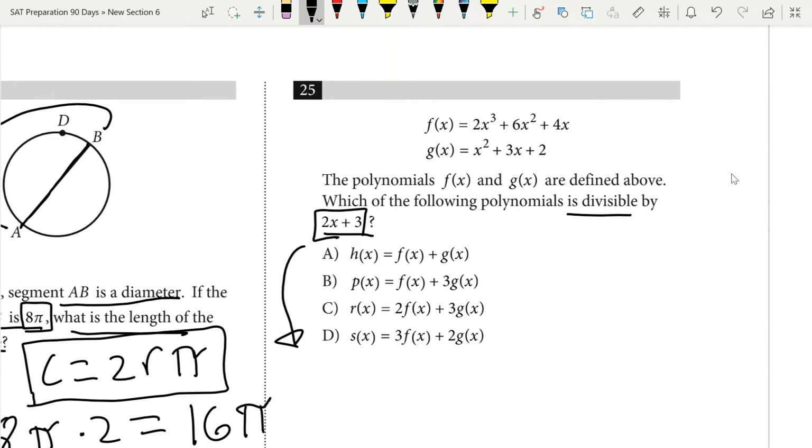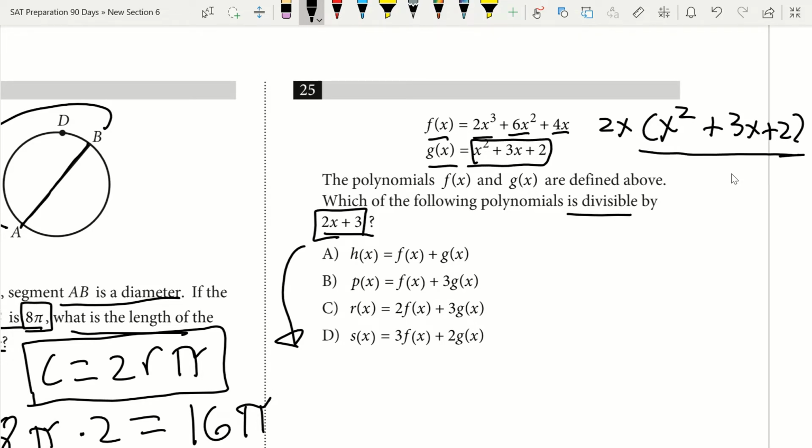So the first thing I'm going to do is look at f of x up here, and I'm going to look at g of x. Now, what I see in f of x is that I could factor out 2x, because 2x is in every term. It's in 4x, it's in 6x squared, and it's in 2x cubed. So I'll factor out my 2x, and then I'll have 2x times x squared plus 3x plus 2. So what do I see with this? Well, I see that g of x is x squared plus 3x plus 2, and that I can also have that up here in f of x. Then I could restate f of x as equal to 2x times g of x.